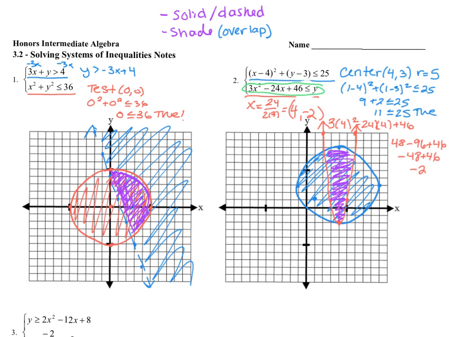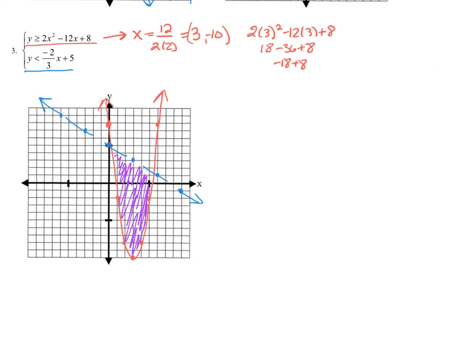So now I'd like you to try number 3. When you're done, play the video and check your answer. All right, so in number 3, first I found the vertex of the first equation since it's a parabola. I graphed the parabola, and based on the symbol, it's going to have a solid line. I also checked where it would be shaded, and since y is greater than the rest of the equation, that means I would shade inside my parabola.